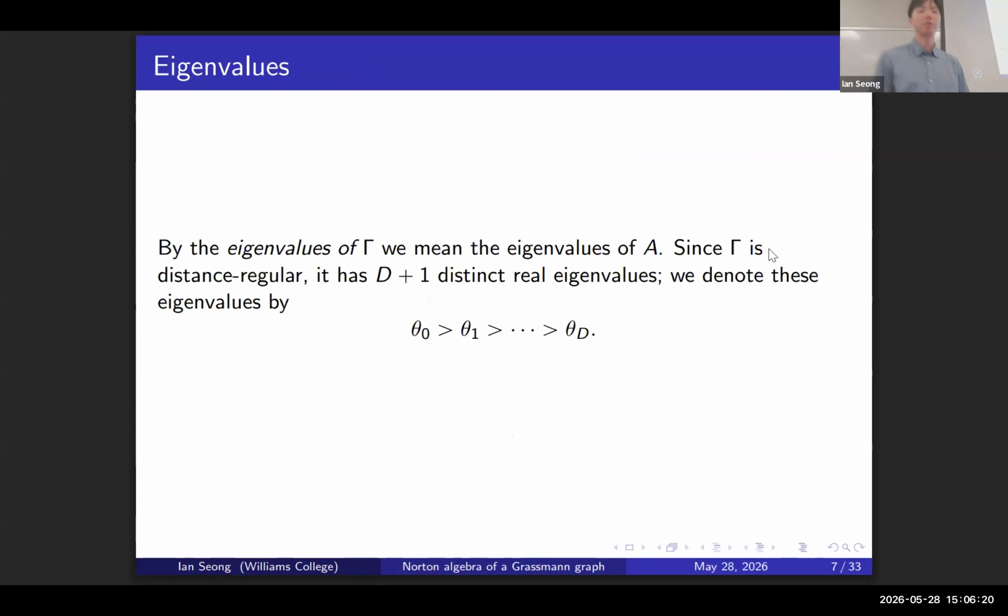Okay, now by the eigenvalues of a graph, we mean the eigenvalues of the adjacency matrix A. And this is a well-known fact about distance regular graphs. If gamma is distance regular, then it has d plus 1 distinct real eigenvalues, where d is the diameter of the graph. And we're going to denote them by theta naught to theta d in decreasing order.